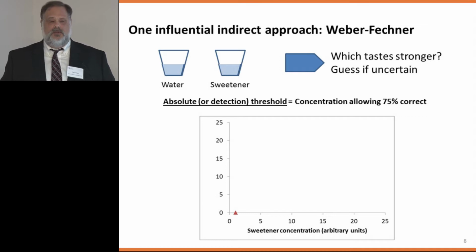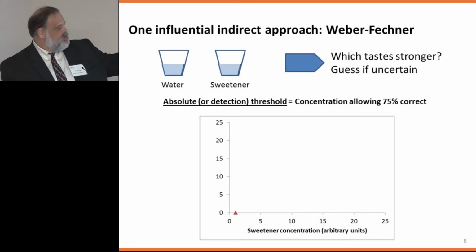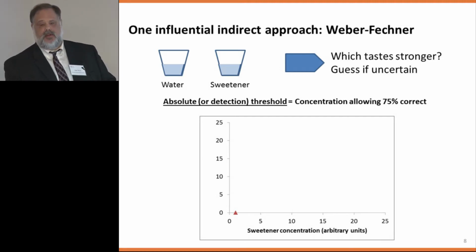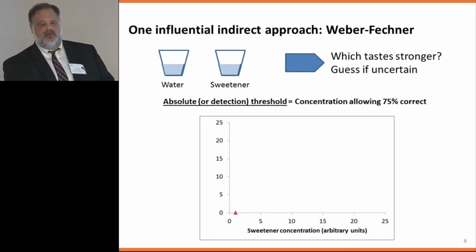It's usually halfway between chance, which in this case is a coin flip in this 2-choice task, and 100% perfect, so 75% correct would be one common choice. When we reach that concentration, we generally call that the absolute detection or detection threshold, and we can plot this on some hypothetical axis of stimulus concentration. This is all arbitrary, but I put it at 1. So that's the threshold for this sweetener, whatever it is, it's 1.